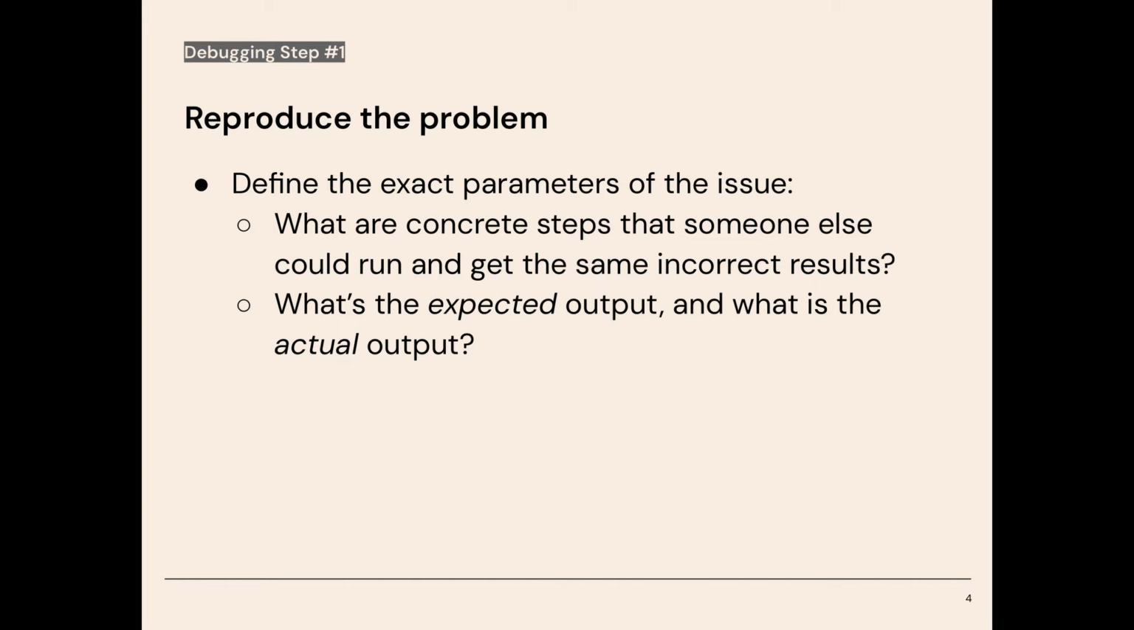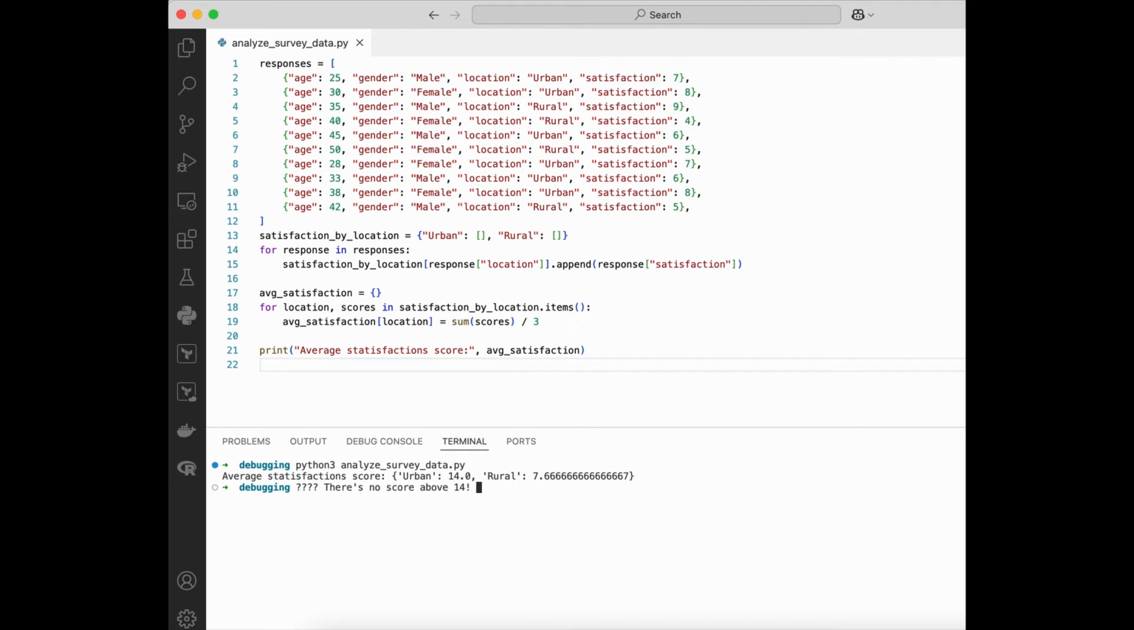So this means answering two questions. A, what's the expected output? And B, what's the actual output? Or what's the expected behavior and what's the actual behavior? So for example, in this problem, we could show that print result does not equal what it should. It should equal, for an urban average of 7, and the rural average should be 6. But that's not the responses we get.